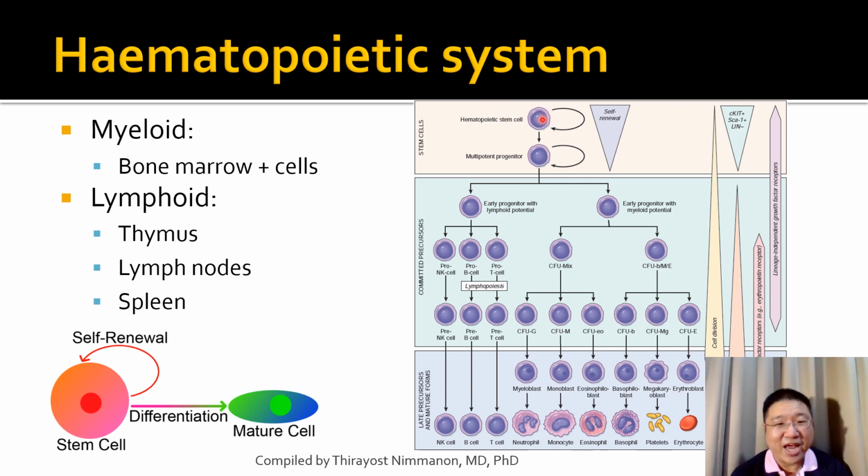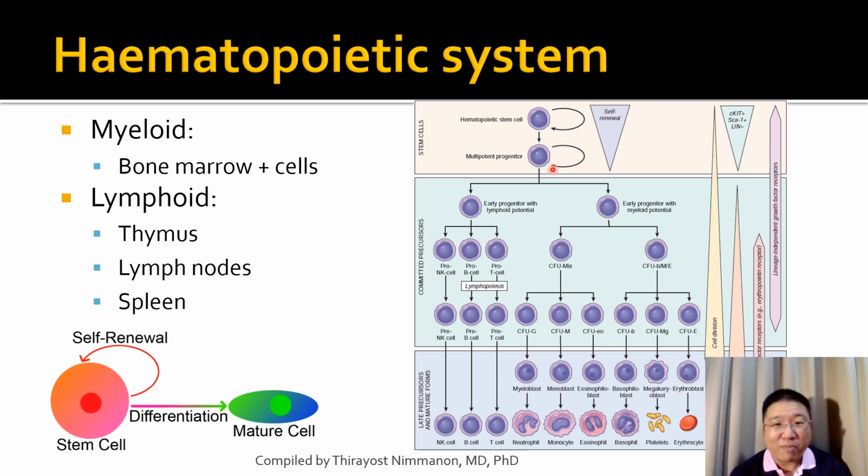A stem cell has two important properties, which are self-renewal and differentiation. As the cells differentiate, they will lose their self-renewal property. So as we can see here, self-renewal is greatest in the hematopoietic stem cell. But as it differentiates into a more matured progenitor, it will have less self-renewal.